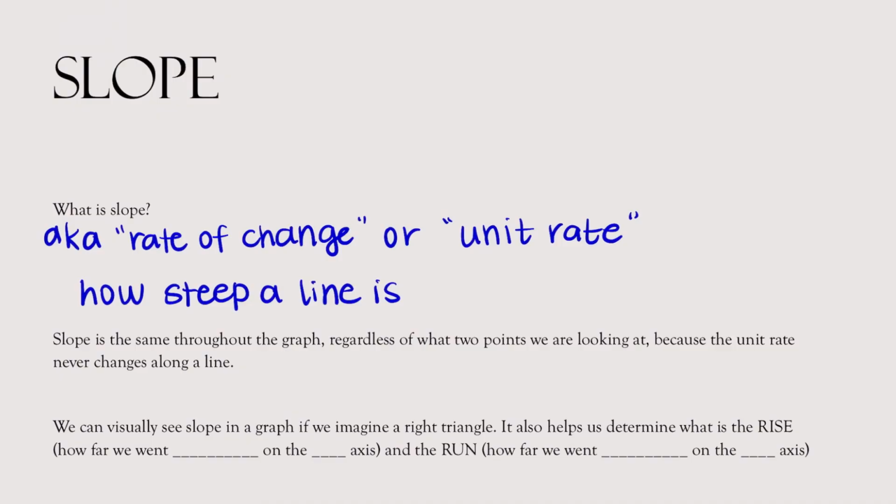And we use that word in everyday English anyway. This is just going to be talking about a mathematical way to represent that, so we can show that on a graph. So slope is the same throughout the graph, regardless of what two points we're looking at, because the slope never changes along a line.